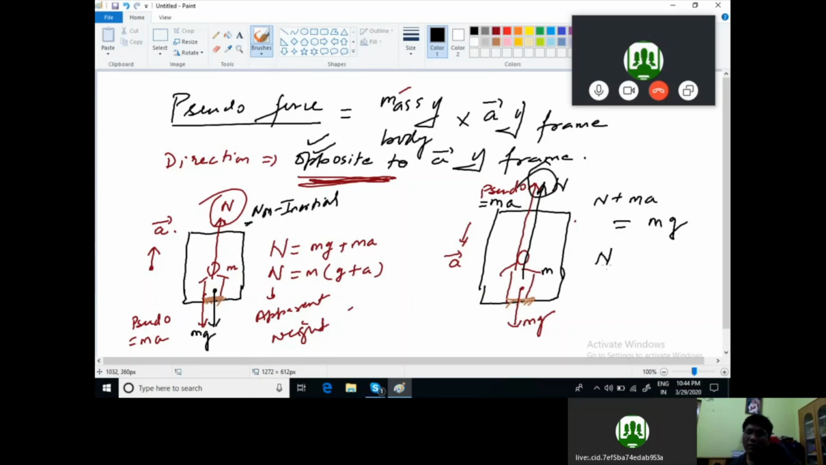So what is the value of N? That is mg minus ma. So it is m common times of (g minus a). That is the net force on the body. This is also known as the apparent weight.